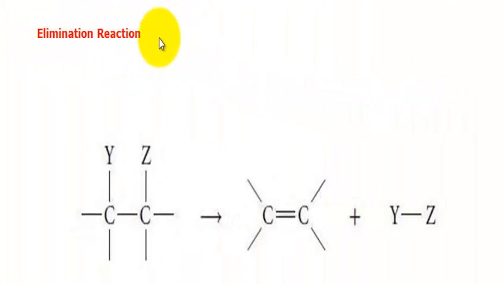Now, an elimination reaction is the reverse of an addition reaction. It occurs when a small molecule is lost from a larger compound. As you can see here, this is a larger compound, and this small molecule is lost from the compound, resulting in the formation of an alkene.